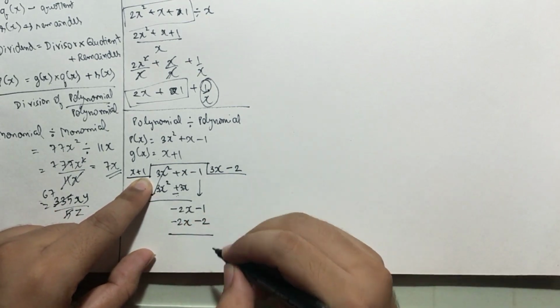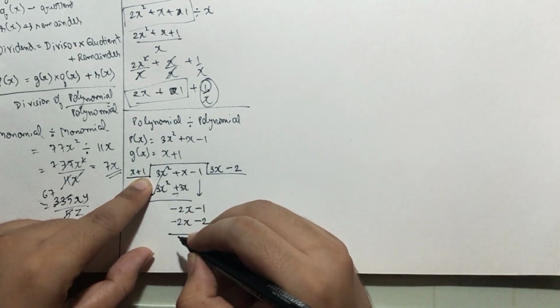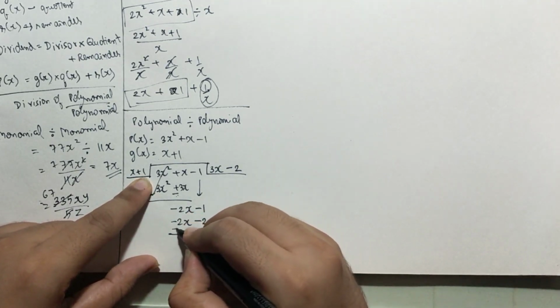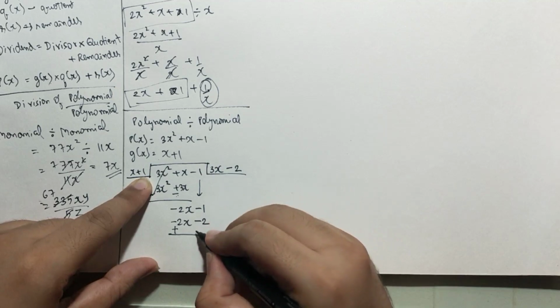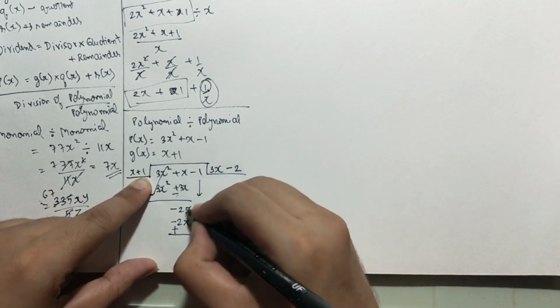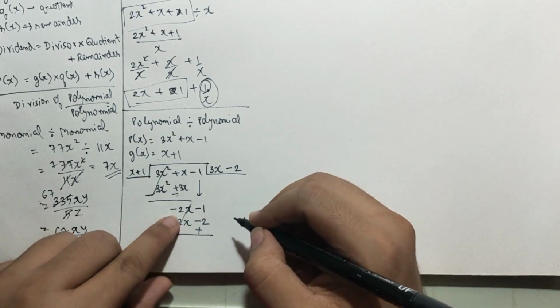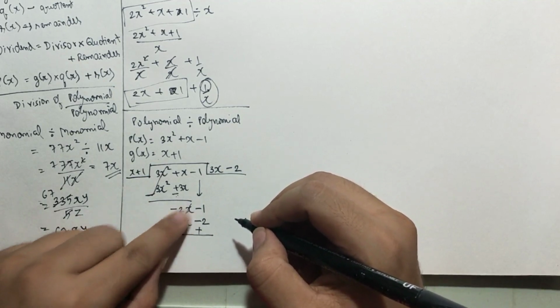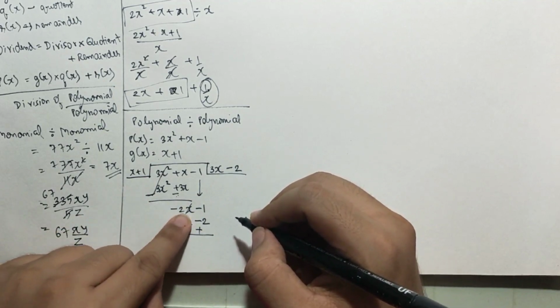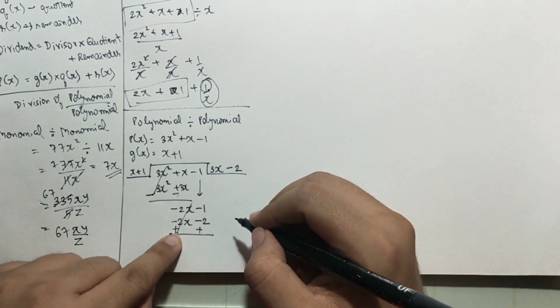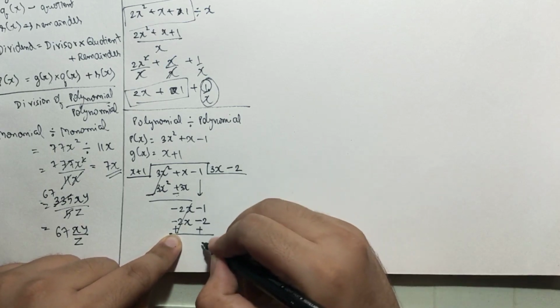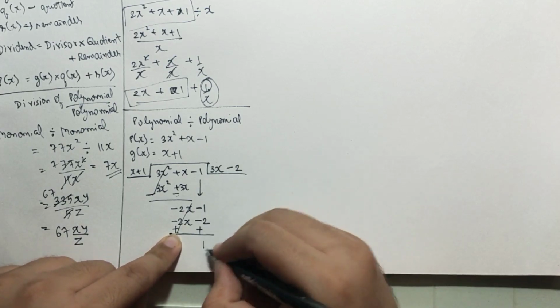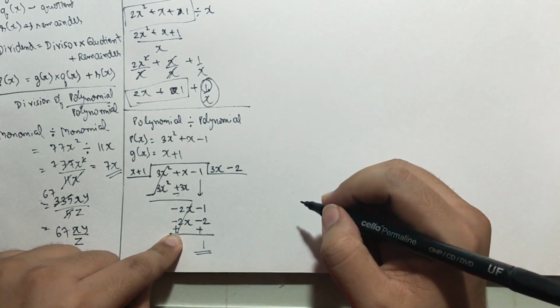Same, we have to subtract it. Subtraction means change the sign. This is negative, so it will become positive. This negative will become positive. If I add minus 2x plus 2x, they will get cancelled out. Minus 1 plus 2 will become 1.